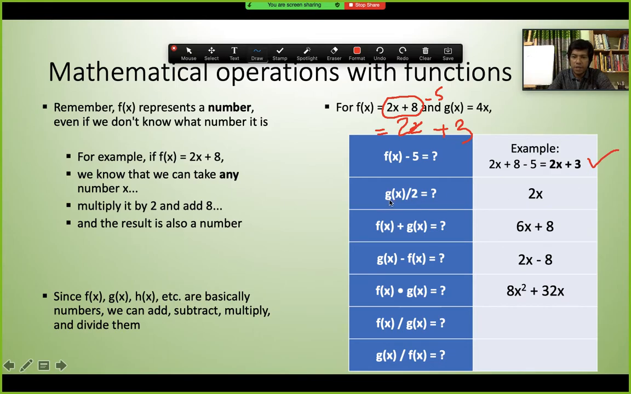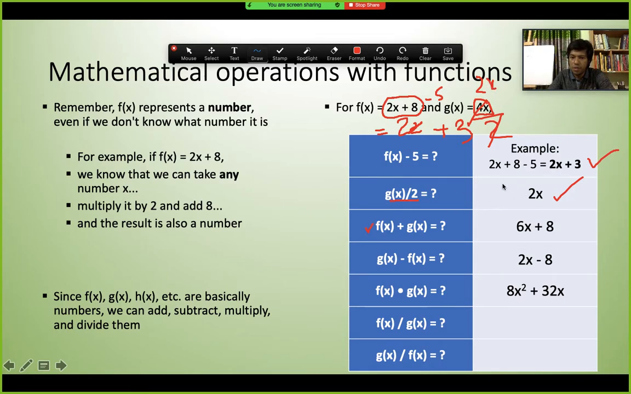And g(x) divided by 2, so g(x) is 4x, so 4x divided by 2 means twice x, so this and this cancel out, then we get 2, then x is here, so we have to write x here. So this is how we combine two functions.